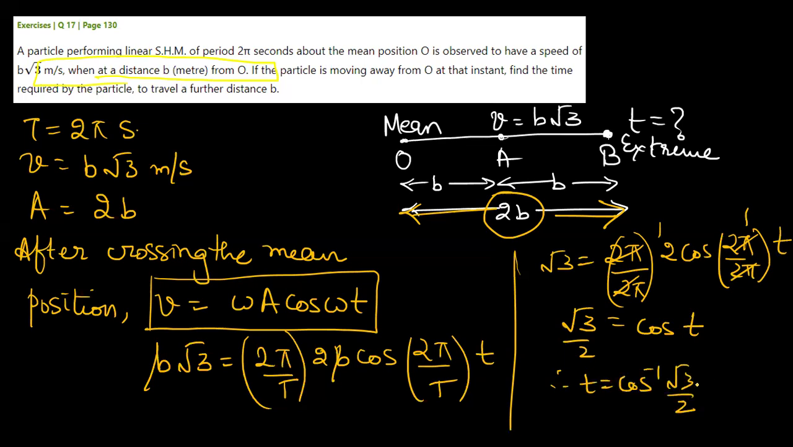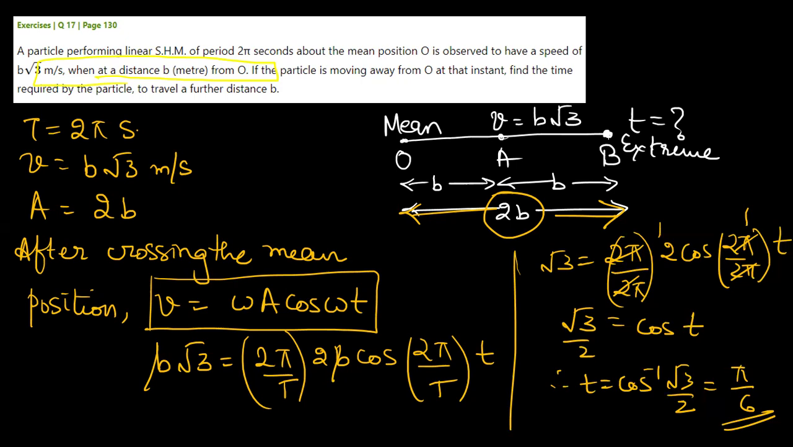So in which angle do we get root 3 by 2? In case of cos, we get root 3 by 2 at pi by 6, right? So time taken will be pi by 6. But this time taken will be pi by 6 from O to A. This I have not solved till B. This is for O to A.